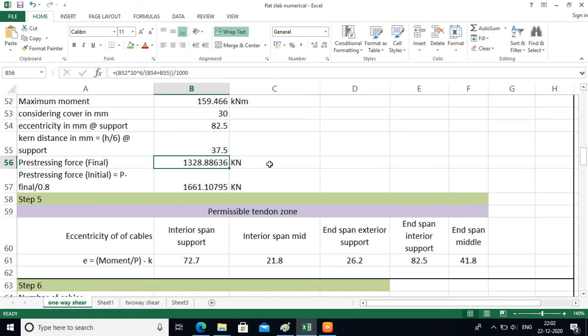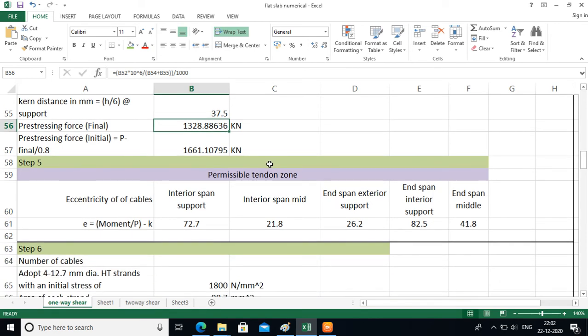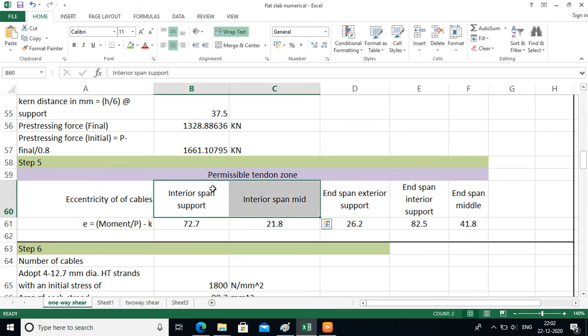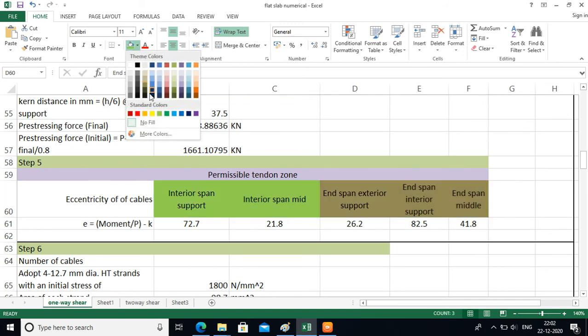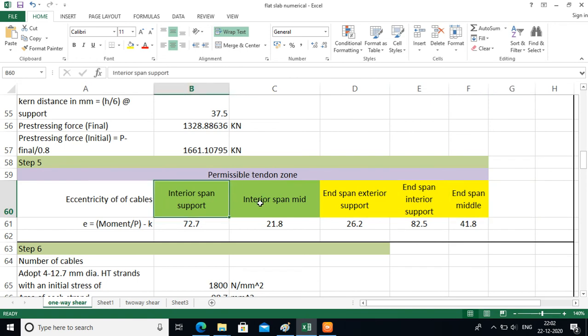Okay, so we are going to provide these tendons at various positions. So what are those positions? One is the interior span support, interior span mid, end span interior support, end span mid, and the exterior support. That means basically we are going to divide it into two zones: this is the interior zone, and this we are going to call the exterior zone. In the interior zone, because we have already calculated the moment, wherever we calculated the moment, there we are going to provide the tendons.